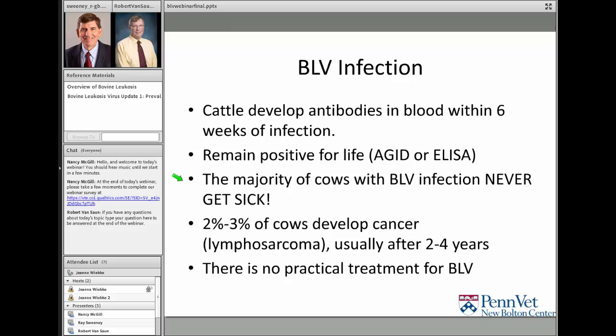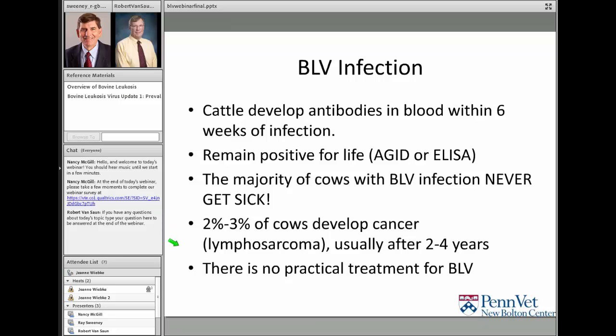But now I get back to the point that for most cows, that's the only change that will happen. It will not affect their production. It will not affect their longevity. The majority of cows with BLV infection never get sick. It's only about 2 to 3% of the cows that are infected that will ever develop cancer. And remember, the cancer is lymphoma or lymphosarcoma. And again, you have that long incubation period, usually at least 2 to 4 years.